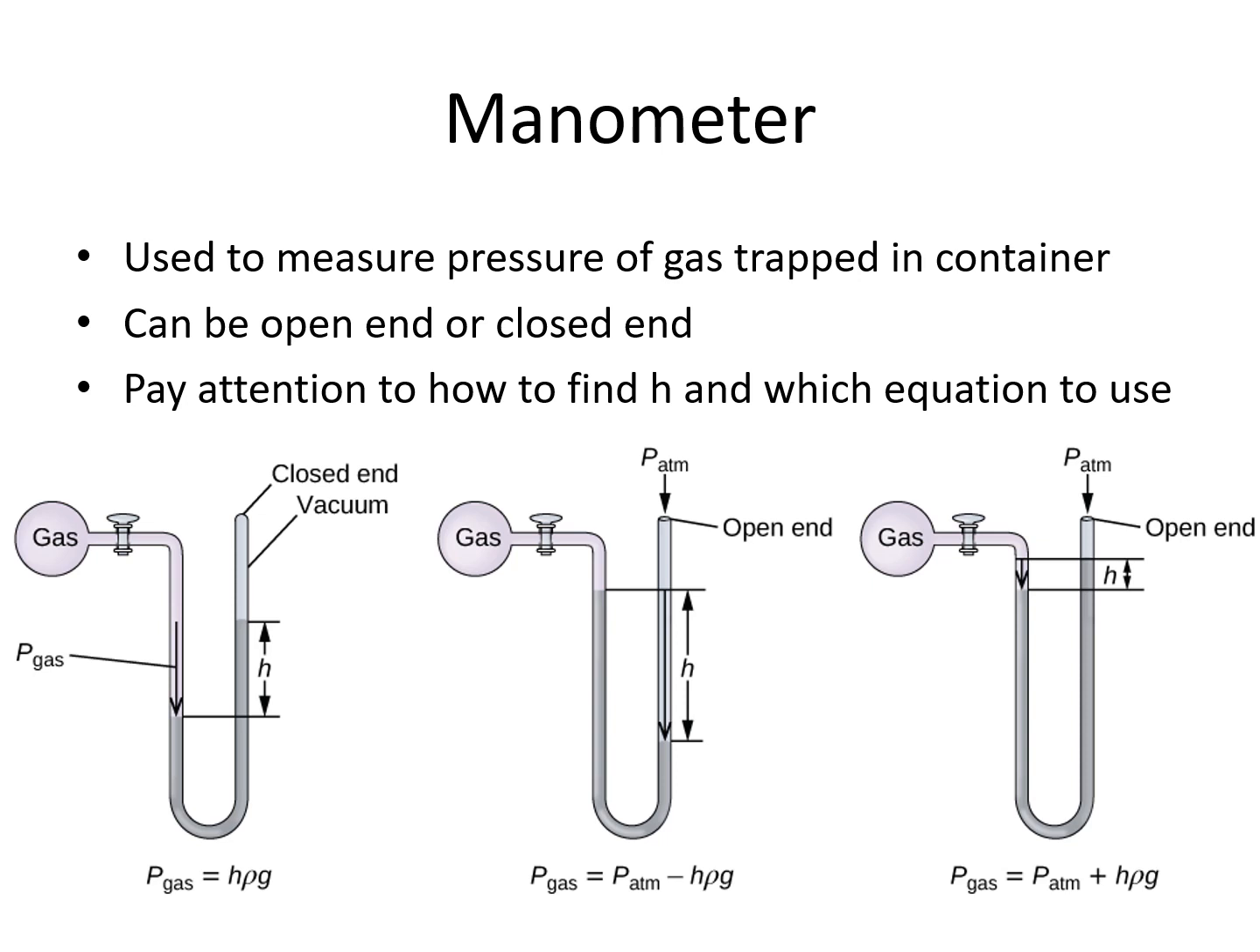If there's an open end, start with the atmospheric pressure and either subtract HdG or add HdG, depending on whether the liquid in the column level is lower on the side that's open to the atmosphere or higher on the side open to the atmosphere. If it's lower on the side open to the atmosphere, subtract HdG, and if it's higher on the side open to the atmosphere, add HdG.